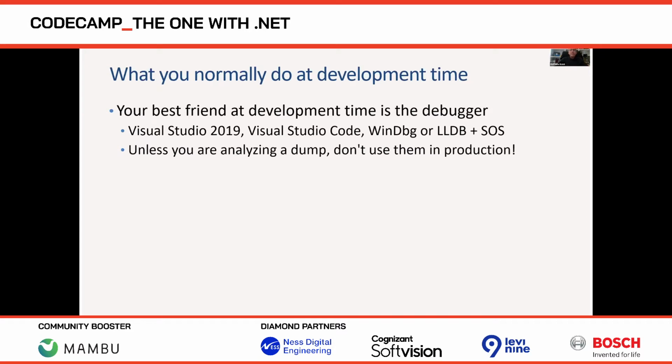So at development time, you normally use Visual Studio, Visual Studio Code, WinDBG if you are on Windows, or LLDB on Linux, and the SOS. The SOS is a plugin, maybe you don't know it. It's short for Son of Strike. It's a very old plugin that was born together with the very first version of the .NET Framework. It's a kind of helper that lets you understand the specific structures of the CLR objects in a native way. So you have a very deep understanding of the objects, memory, threads, and all the structures in .NET, but from a very low level perspective.